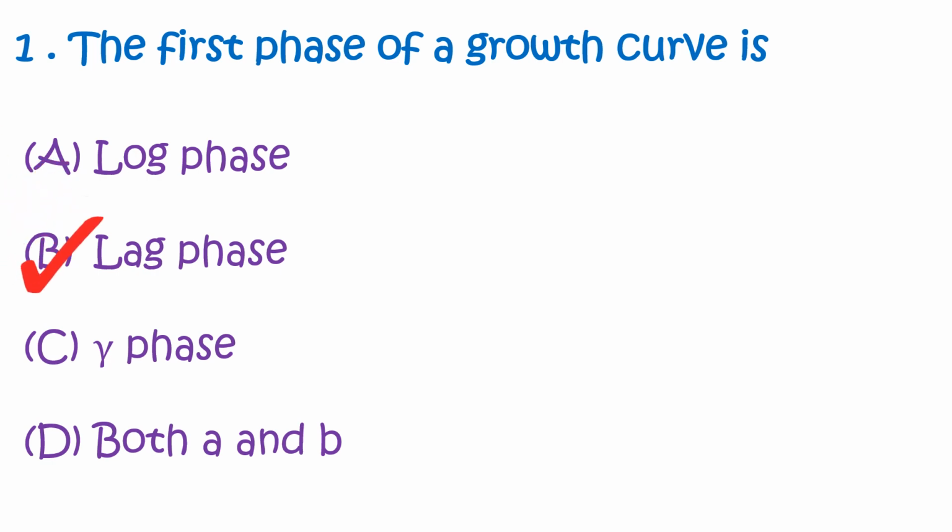So this question is all about the bacterial growth curve where there are four stages. The initial stage is called as lag phase, then is the log phase or the exponential phase, then is the stationary phase, and lastly the decline phase. The first phase is called as lag phase where the bacteria or any organism takes some time to acclimatize to the surrounding medium.